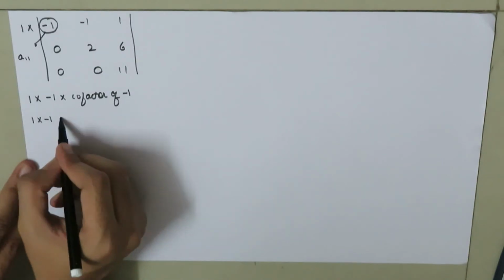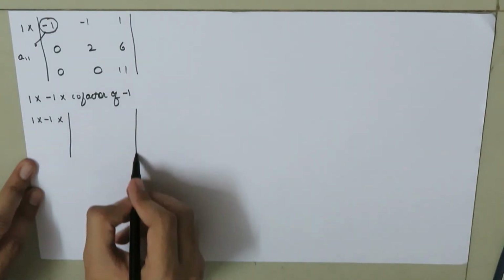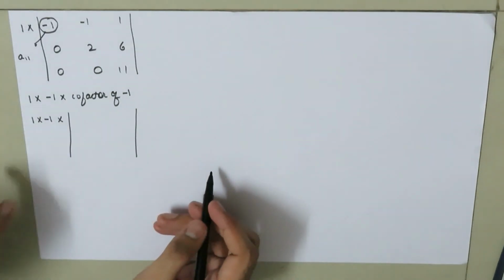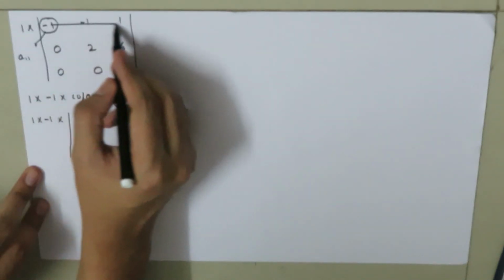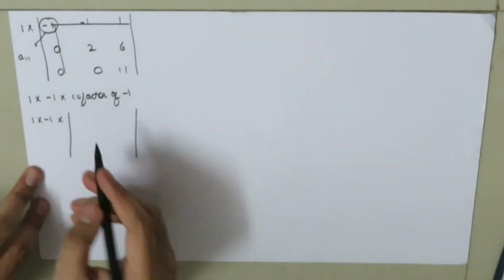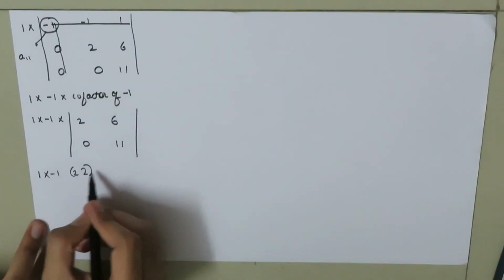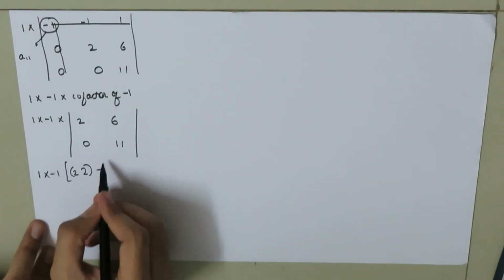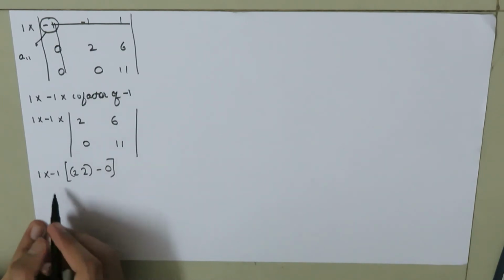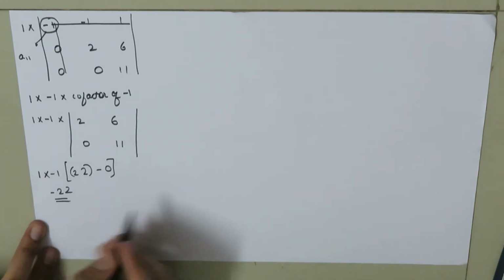of -1. So 1 times -1 into the cofactor of -1 will be, we are just going to delete this row and this column, so this will be 2, 6, 0, 11. So this will be equal to 1 multiplied by -1, and 11 times 2 is 22, minus 6 times 0 is 0, so this will be -22.